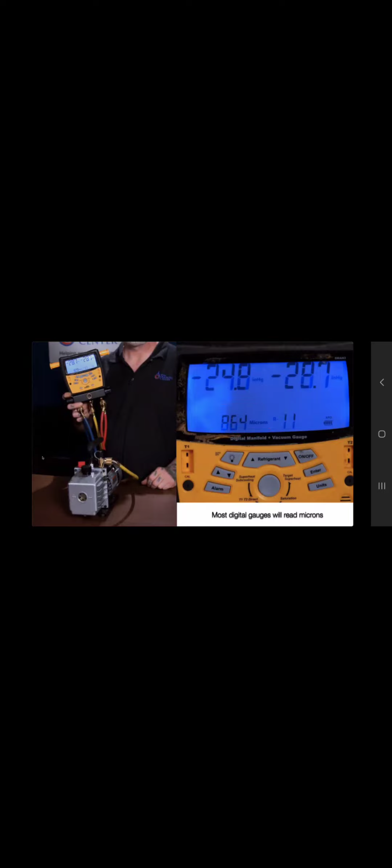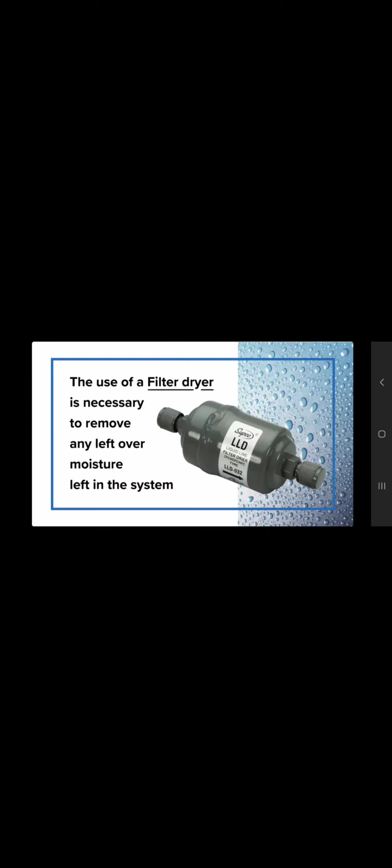I also like to tell people anytime we got our system open to the environment, change that filter dryer. Yeah, we took it to a 500 micron, but what happens 3 years down the road when an inexperienced guy hooks onto the service valves in the rain? We could introduce moisture. That's your last line of defense. Okay.